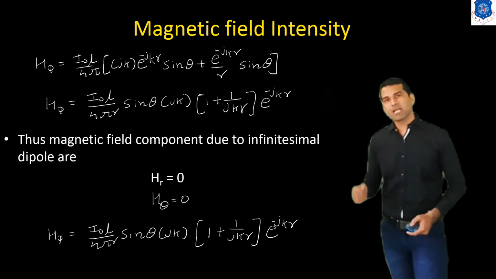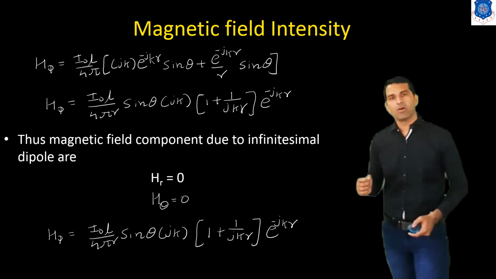So this is the magnetic field intensity, or we can say the magnetic component, for the infinitesimal dipole or oscillating dipole.